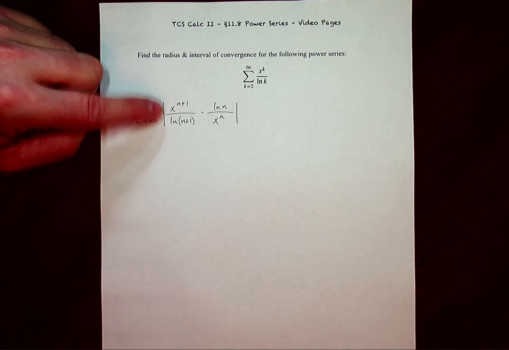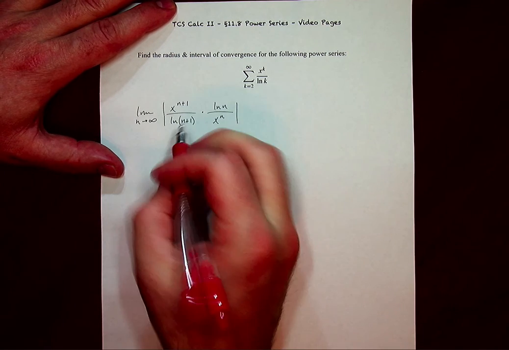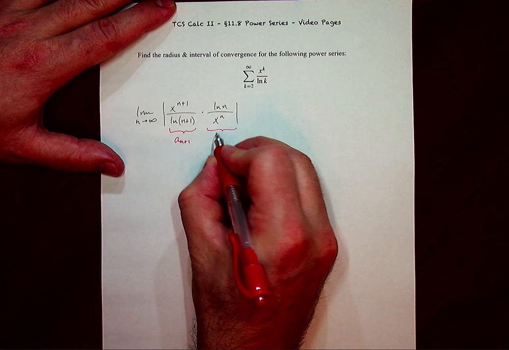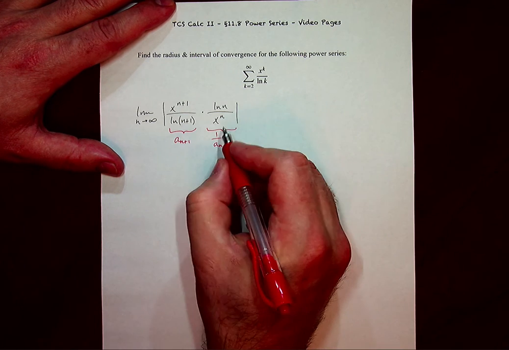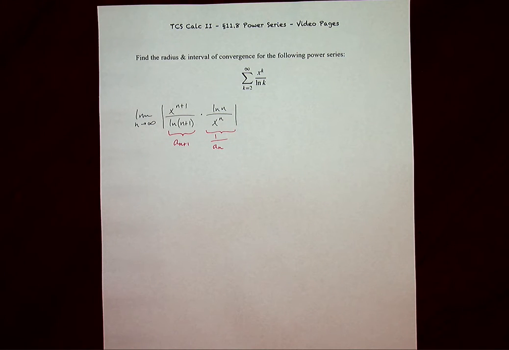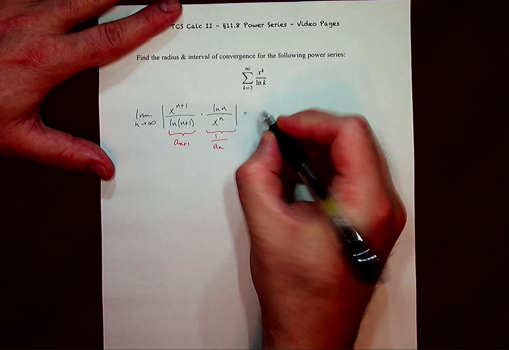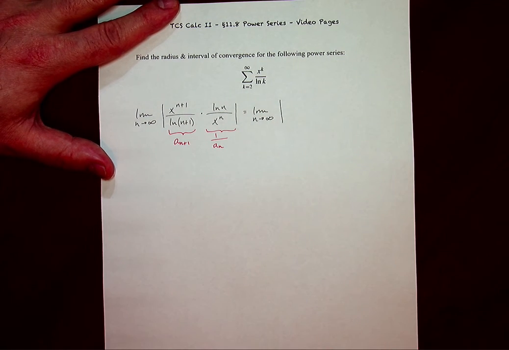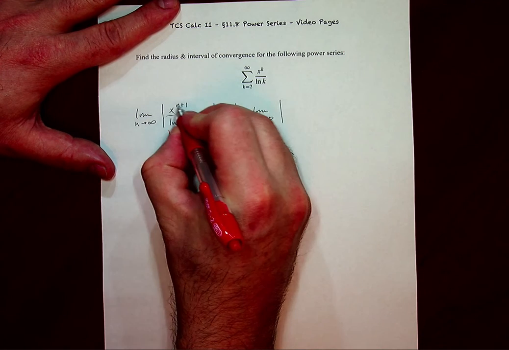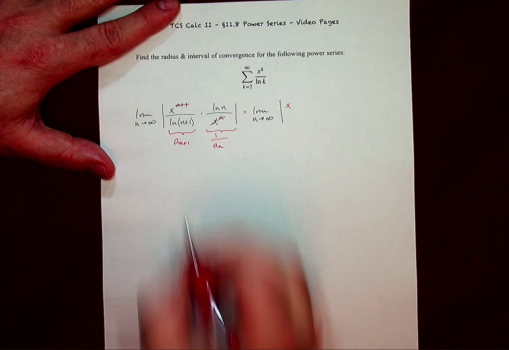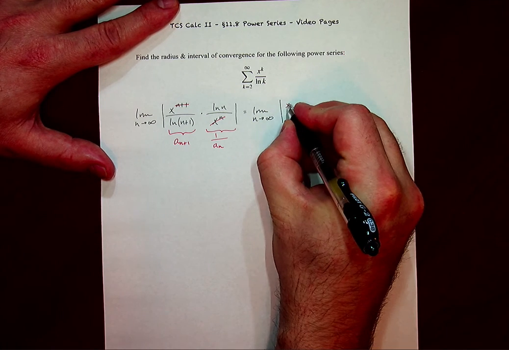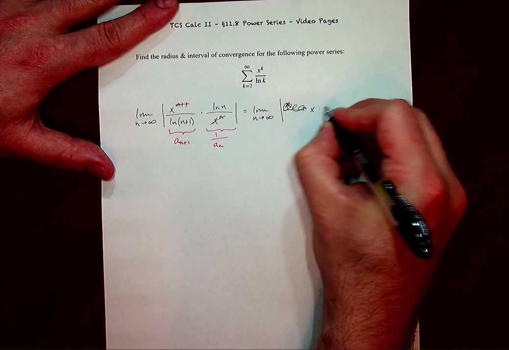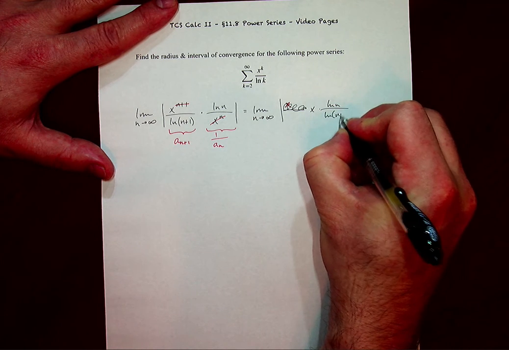So this first one right here, remember, is your a sub n plus 1, and this is your 1 over a sub n. So you're multiplying by the reciprocal of the a sub n instead of putting it into a complex fraction. It just winds up being a little bit easier to express that way. And of course, the x to the n plus 1 cancels with the x to the n, all but one of the x's. And then these natural logs don't cancel, so let's put x times natural log n over natural log n plus 1.